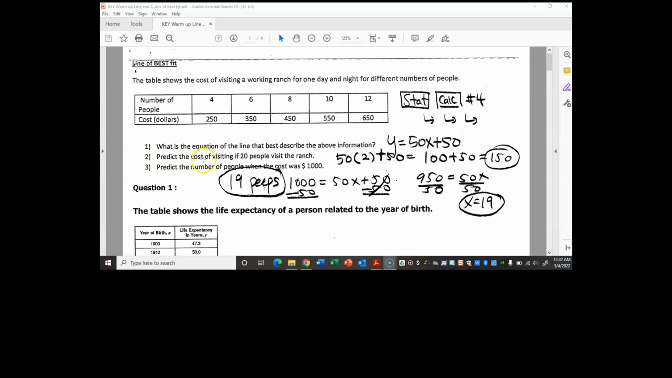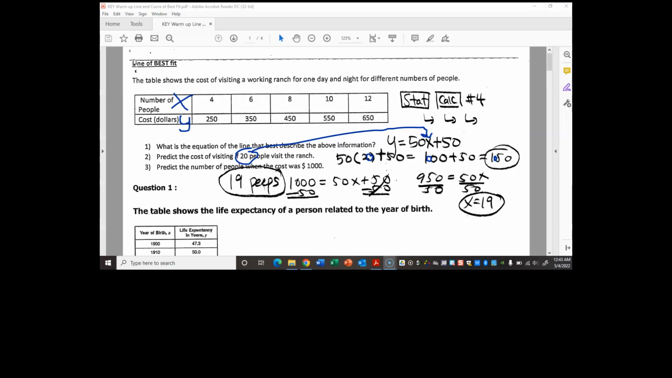Number 2: Predict the cost of visiting if 20 people visit the ranch. That means 20 people is your x, because the number of people is your x. X always comes first, and then this is your y. So 20 people, you plug 20 into x here. We're going to do 50 times 20, which is 1,000, plus 50. So on Desmos, you're going to do 50 times 20 plus 50, which is 1,050.